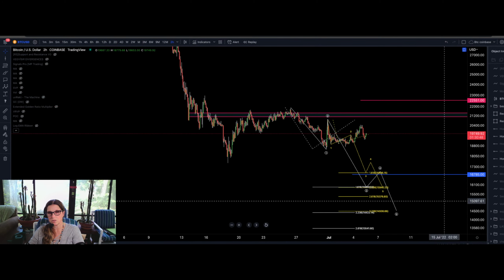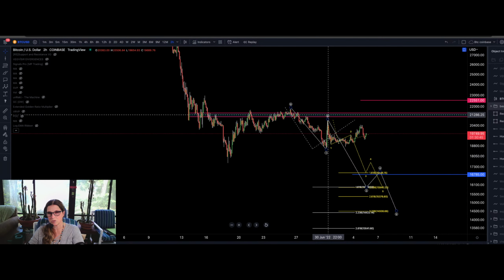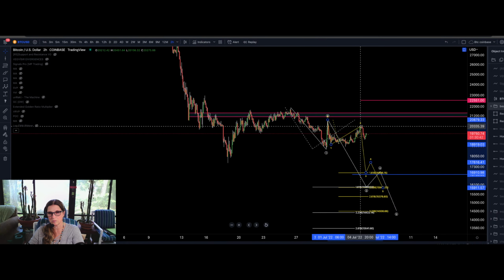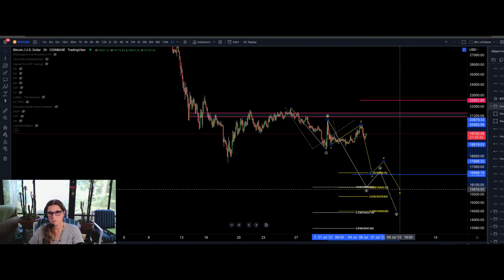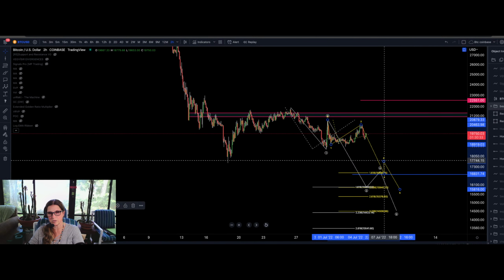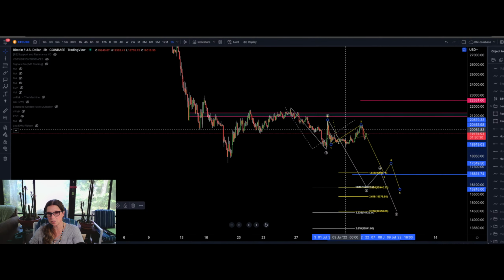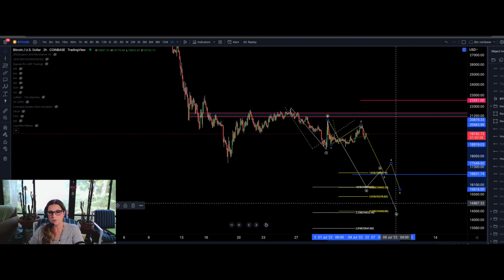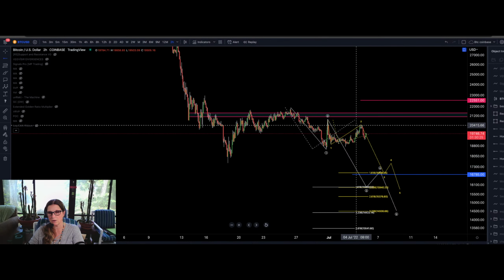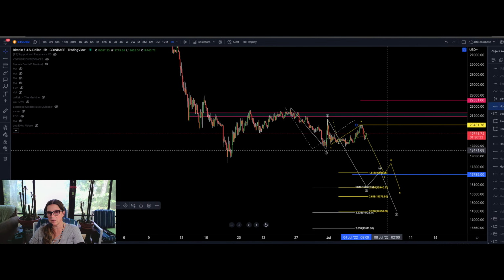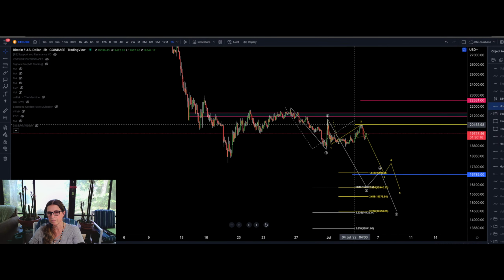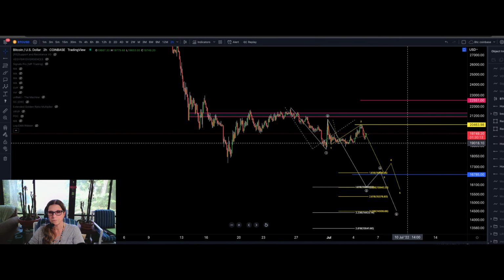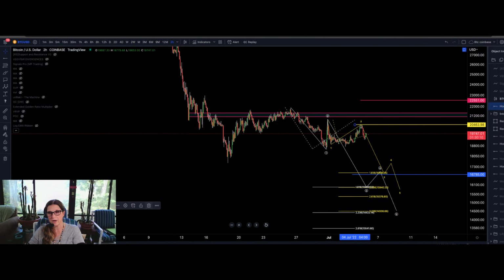Where this is a 1, this is a 2 pullback, this is a 1. Sorry, this belongs over here. Basically, you get the picture here. 1, 2, down we go. So if we come back up over this high right here, it's very unlikely that the bear is happening now. This would pretty much be the invalidation for it right here. All right, that's about it for the analysis.